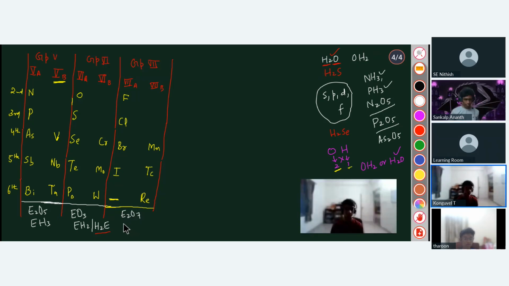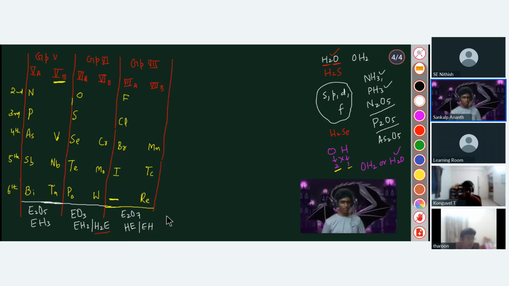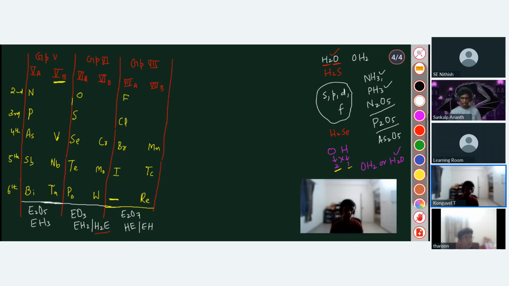But fluorine's valency is 1, right, sir? Yeah, its valence is also one, but they can also expand their valence. For example, the hydride formula will be HE, or you can also write it as EH. How is it O7, sir? It should be O3, right?